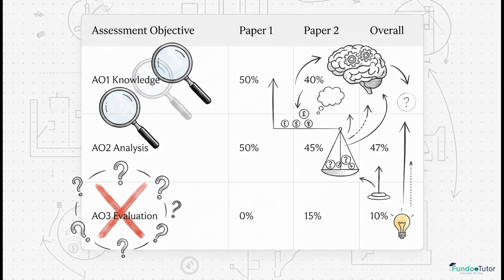But then you look at Paper 2. This is where evaluation finally comes into play, making up 15% of the marks. And overall, analysis is the single most important skill at 47%. This table literally tells you what to focus on for each exam.